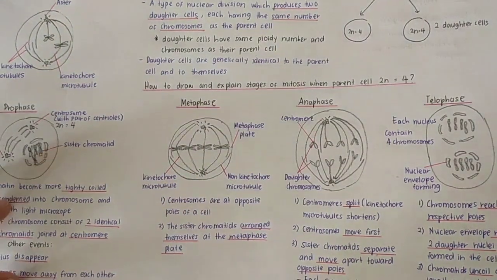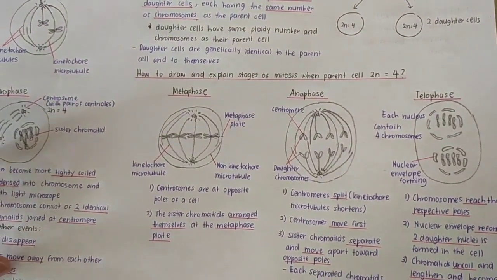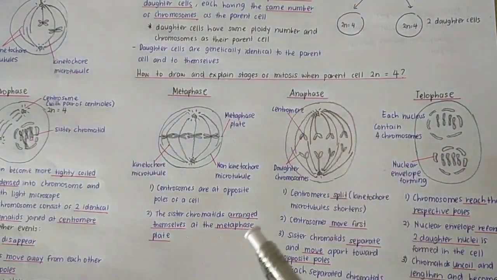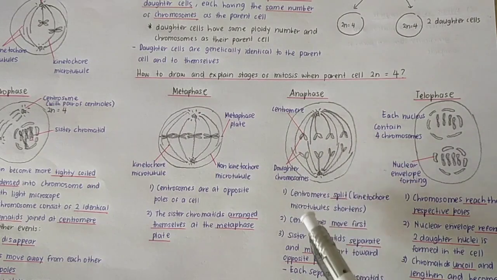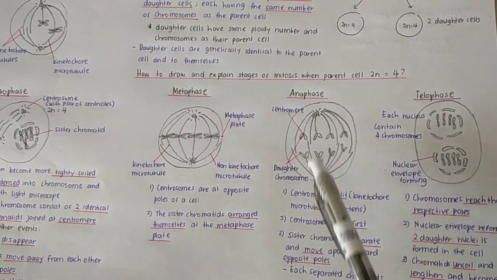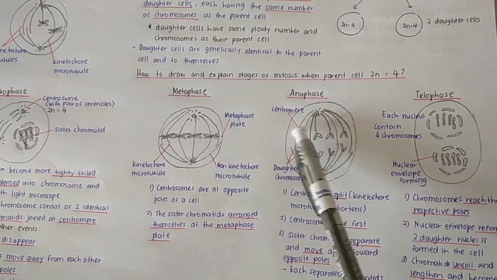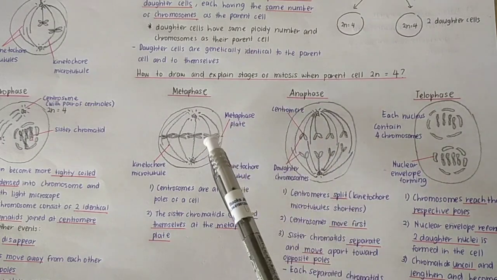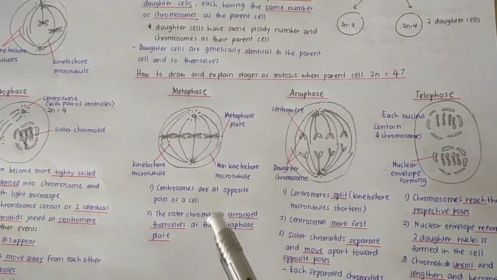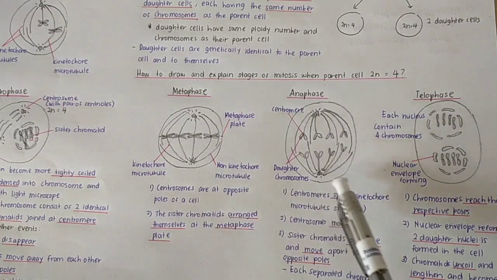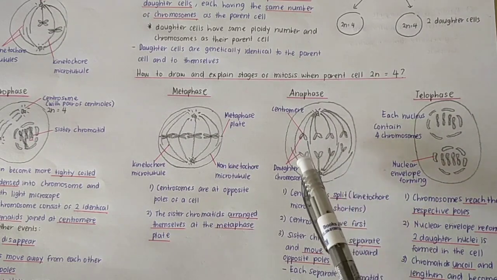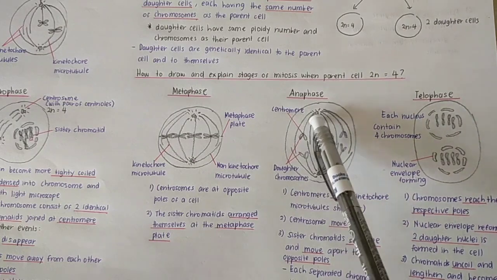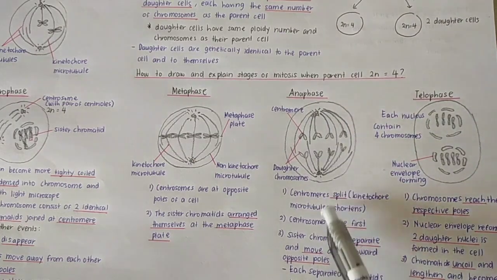Okay. And then next we proceed to the next stage, which is anaphase. So what happened during anaphase? Centromere split. So if you look at this one, centromere pada asalnya dia macam ni. Tapi during anaphase, what happened to the centromere? Centromere will be split. And also the kinetochore microtubule shortens. Awak akan nampak this kinetochore microtubule akan shorten.